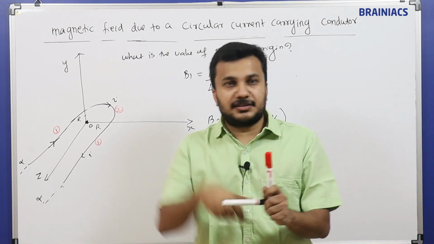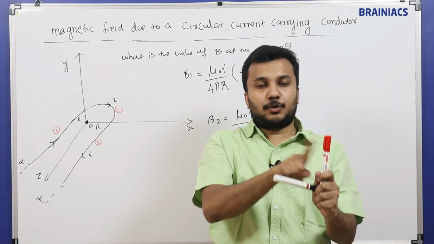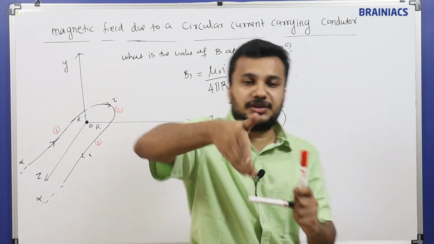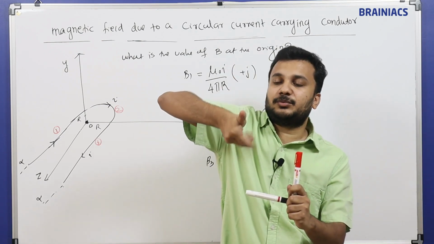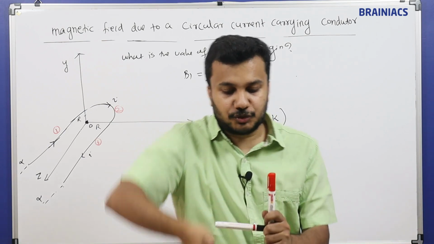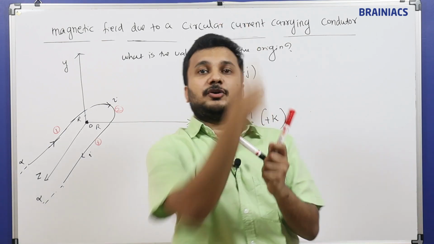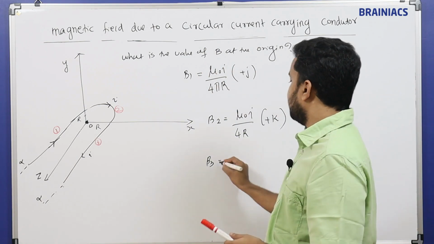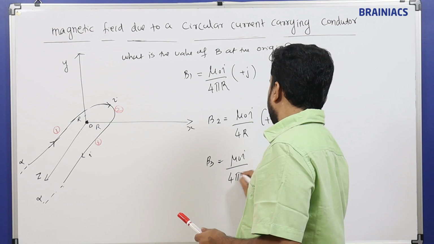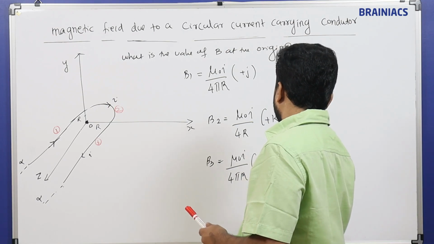B3 is the current that comes here, takes a rotation, and then goes outside. If the current is going outside, I will hold my fingers like this. So on the left side it is going down, and when it comes to the origin side, it is going to the top. Top means what axis? Plus J axis. So μ0 I by 4R in the plus J axis.